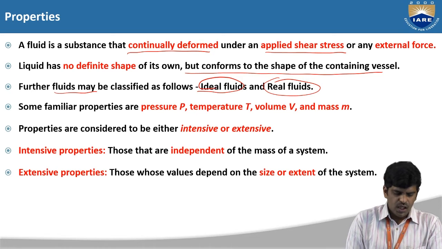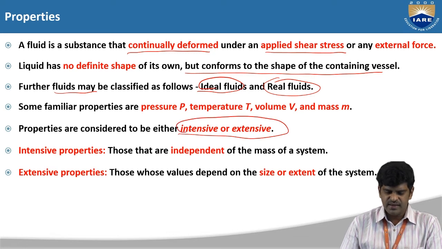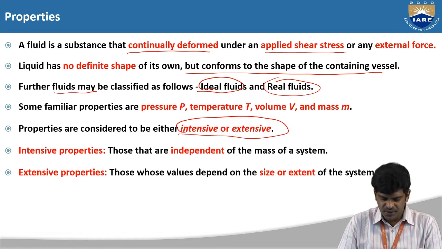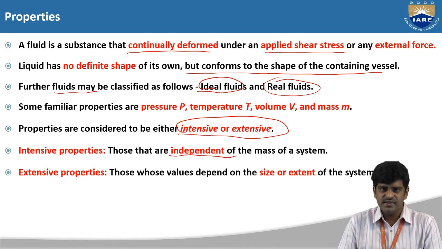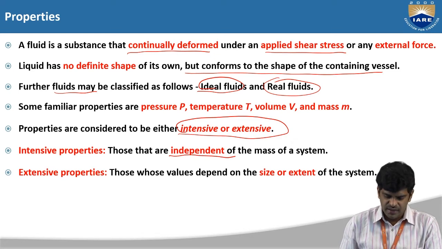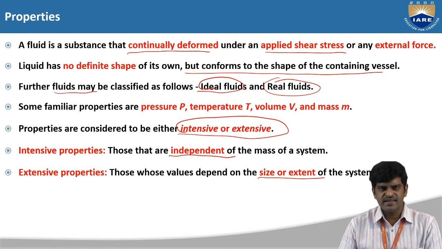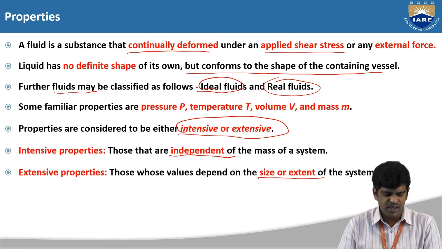Then coming to the properties, as we are discussing in detail, these are classified into two categories: intensive and extensive. How do you classify them? Intensive properties are those that are independent of the mass of the system, such as temperature and boiling point. Extensive properties completely depend upon the size or extent of the system, like volume, and the area of the cross section of the object under consideration. All these are examples of extensive properties.